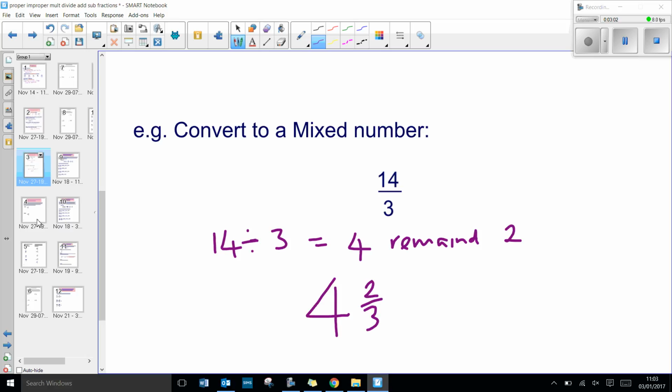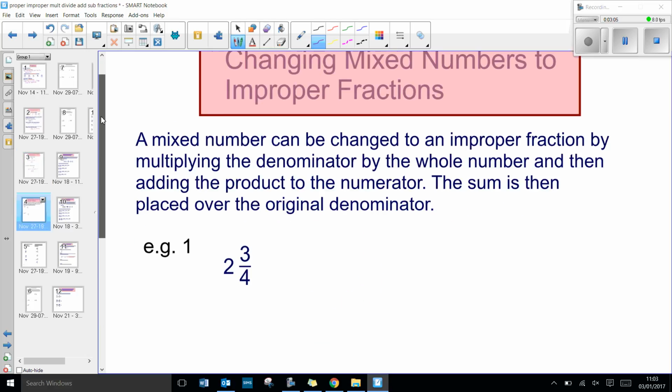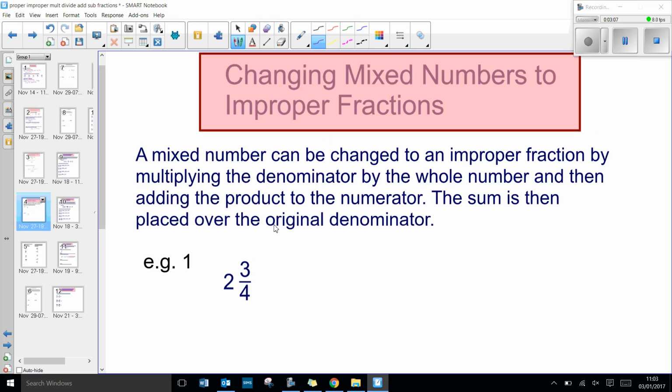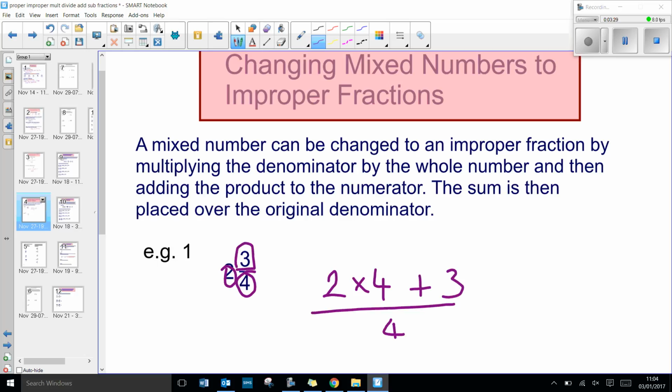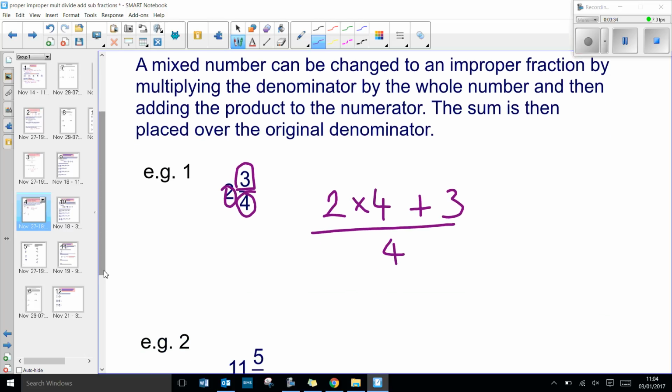We may be asked to go the other way around, so from a mixed number to an improper fraction. So here we're going to be multiplying, so we multiply the denominator by the whole number and then add the product to the numerator. So in this case, we would say 2 times 4, and then we would add 3, and that will give us our fraction over 4. So 2 times 4 is 8, plus 3 is 11 over 4. So 2 3/4 would be 11 over 4.